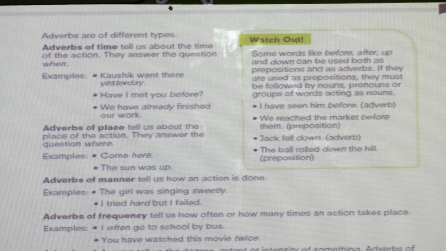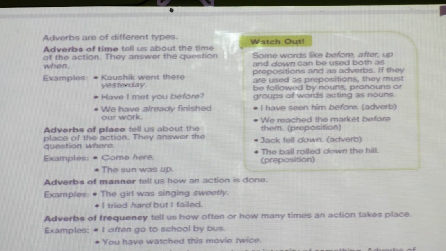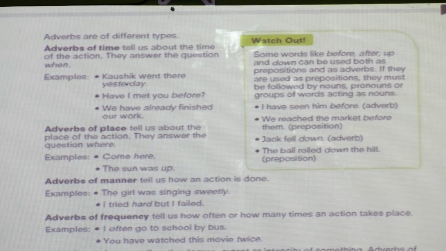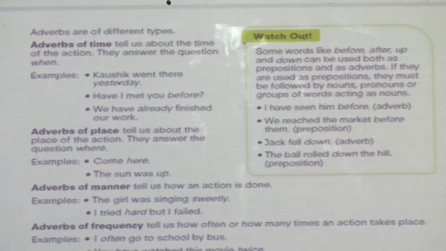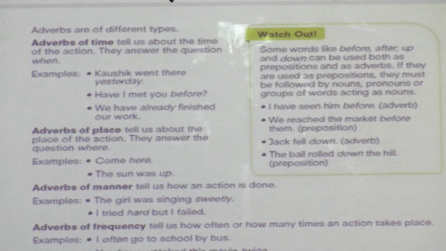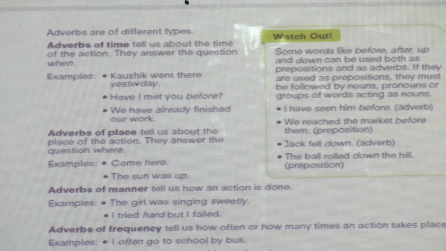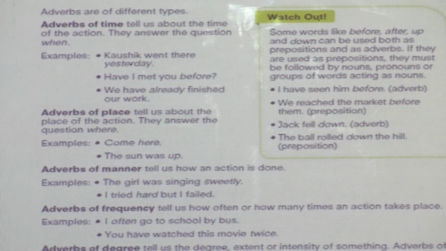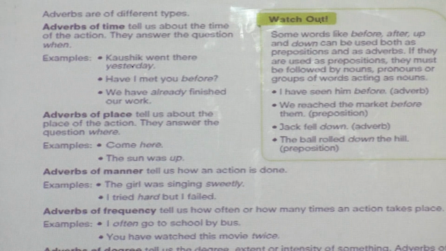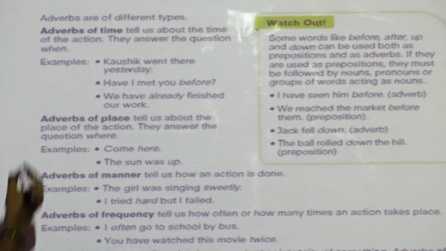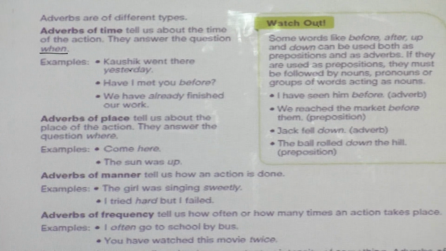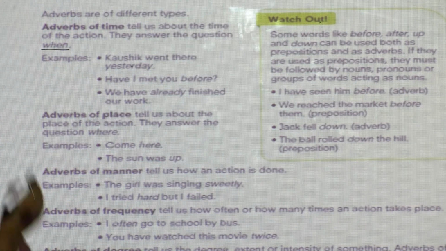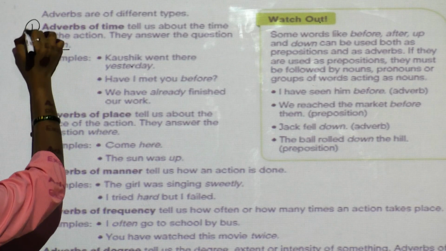Adverbs are of different types. So we are going to learn the types of adverbs. First one is adverbs of time. Adverbs of time tell us about the time of the action. So we have to ask the question when. When we ask the question when, we get the answer to that question. So that is adverb of time.